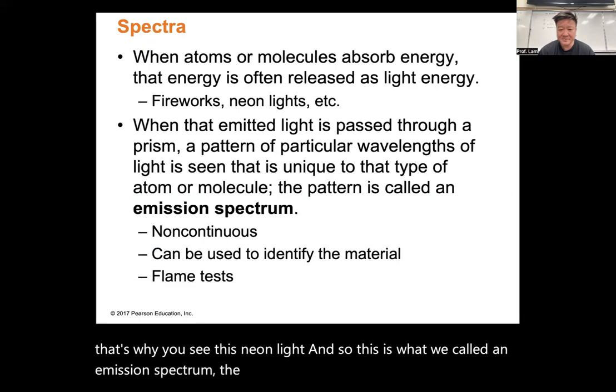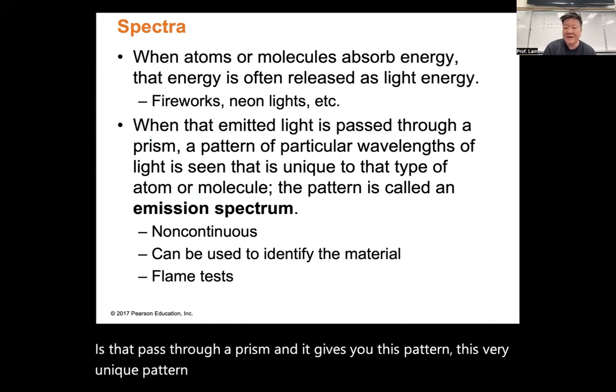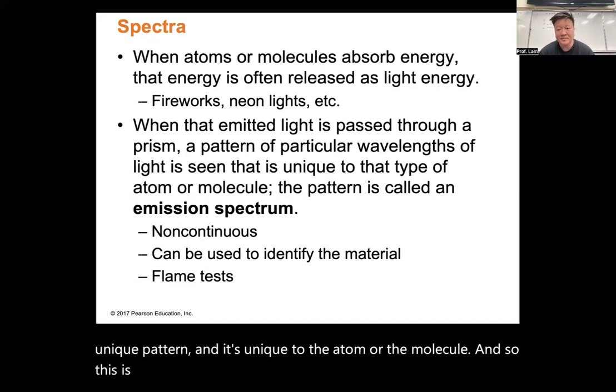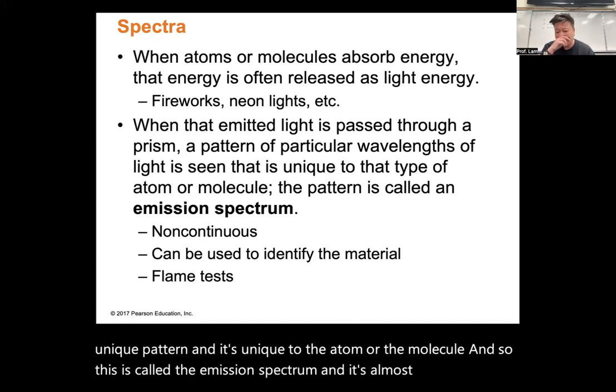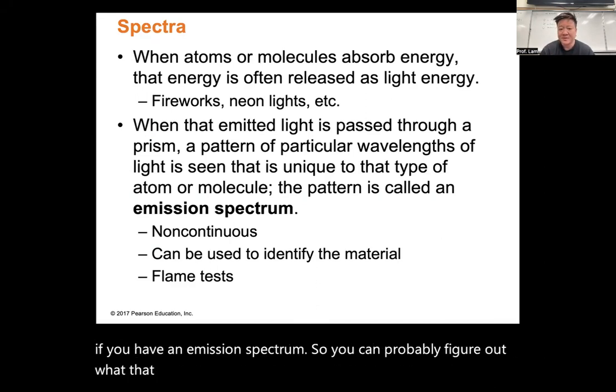The emitted light is then passed through a prism, and it gives you this very unique pattern, unique to the atom or the molecule. This is called the emission spectrum. And it's almost like a fingerprint. If you have an emission spectrum, you can probably figure out what that atom is.